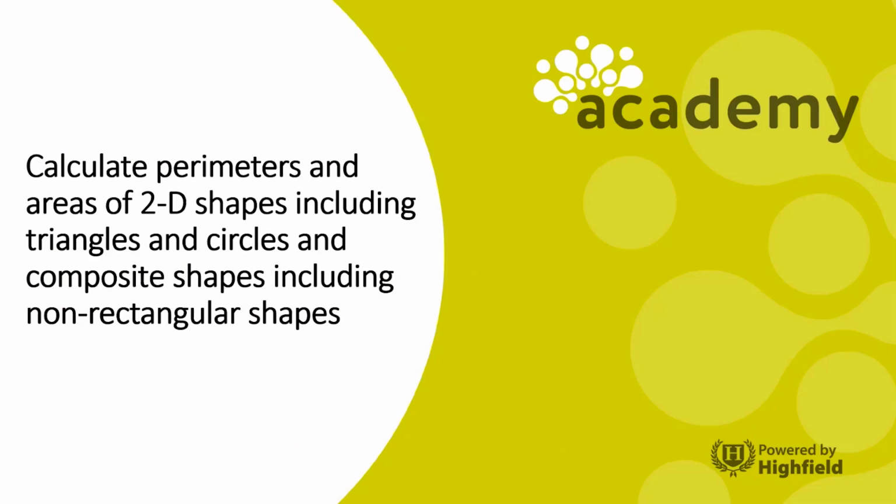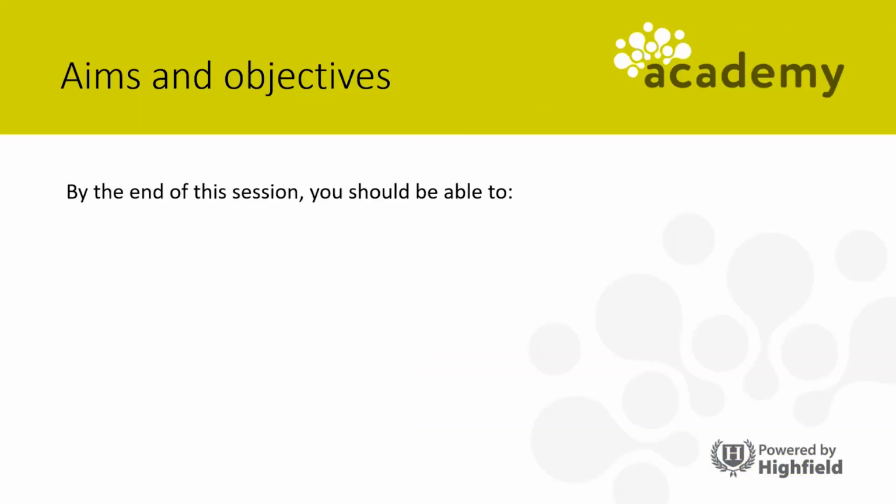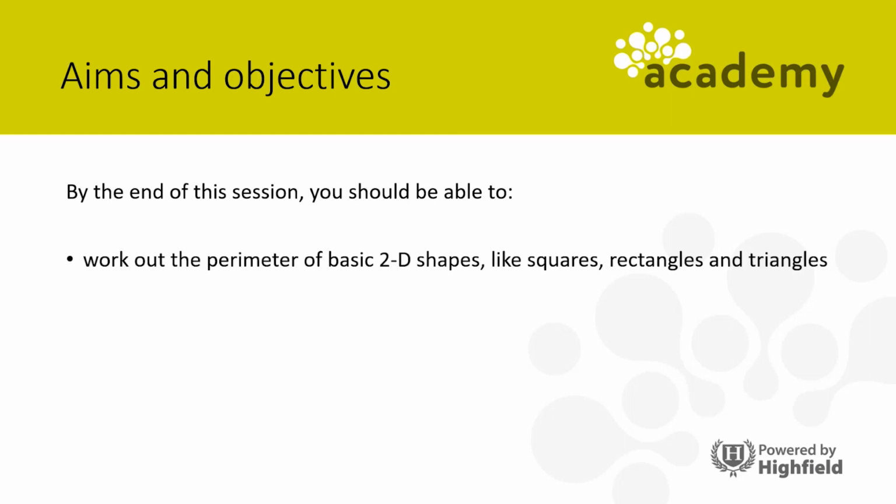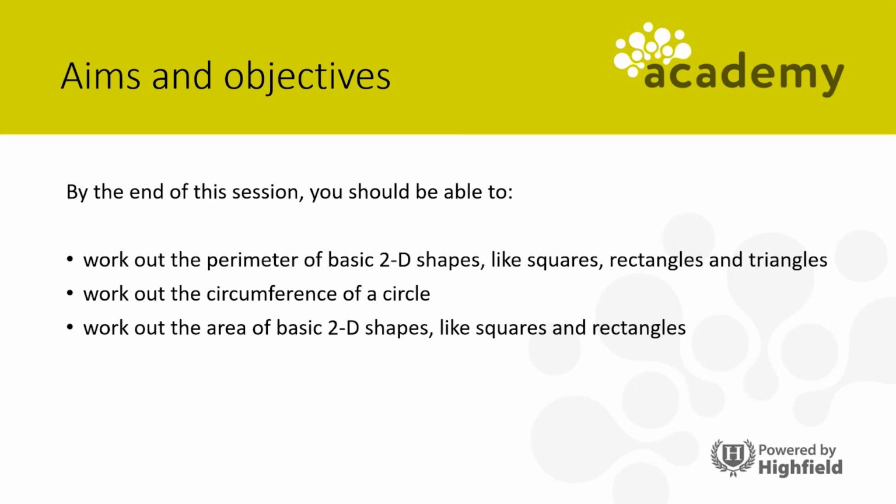In this session, we will calculate perimeters and areas of 2D shapes, including triangles and circles, and composite shapes, including non-rectangular shapes. By the end of this session, you should be able to work out the perimeter of basic 2D shapes like squares, rectangles, and triangles, work out the circumference of a circle, work out the area of a basic shape like squares and rectangles, and work out the area of triangles and circles.